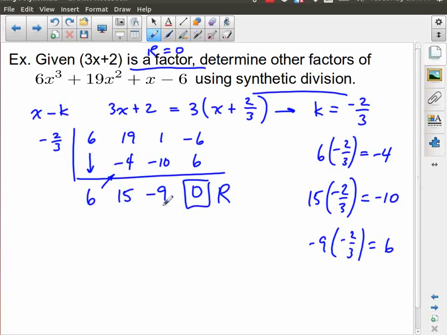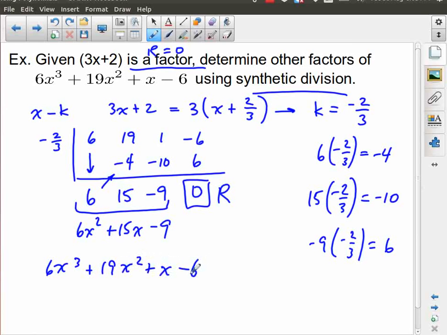Okay, so let's make sense of this. This is negative 9. This is a constant. This is an x. This is an x squared. So our answer, another way that we can write this, what we're saying is, so first of all, let me just go ahead and write that out. 6x squared plus 15x minus 9. That's just this part right here. Now, let's figure out what we did here. We did 6x cubed plus 19x squared plus x minus 6. And we divided it by 3x plus 2.